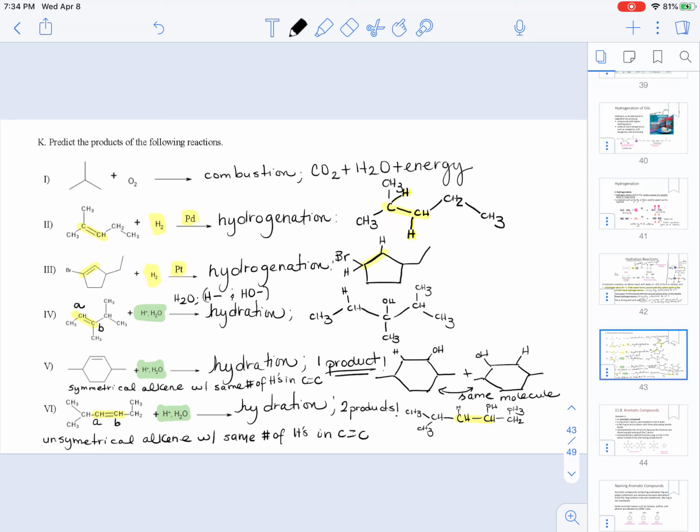Then the second product of the reaction will be when we have CH3 bonded to CH, bonded to CH3, that is bonded to CH, bonded to another CH, which is bonded to a CH2, which is bonded to a CH3. And in this instance, the carbon that used to be double bonded, the first one is going to have the OH, while the next one is going to have the H.